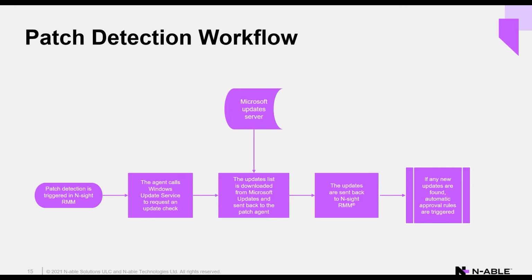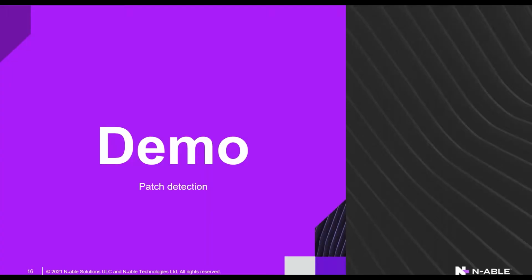So in our patch detection workflow that we see here, our detection scan is triggered by an event in N-sight RMM. Going back to the 3 real quick: daily safety check, scheduled times, or a manual command. We're going to call WSUS to request an update check. If there are any update lists that are needed, we will then send those updates back to the N-sight RMM, and then we will approve and apply our rules as necessary.